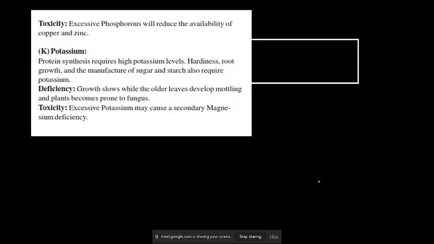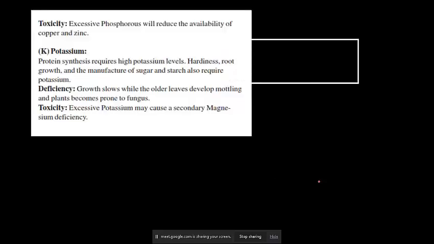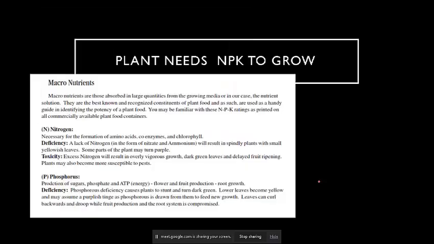And excessive potassium, what will happen if there is excessive potassium? Excessive potassium means some kind of deficiency in the older leaves. There may be attack of the fungus. You can know that. Excessive phosphorus will reduce the availability of copper and zinc. Excessive nitrogen or nitrogen deficiency, what will happen? Yellow leaves. You must remember it well. Nitrogen deficiency, yellow leaf.